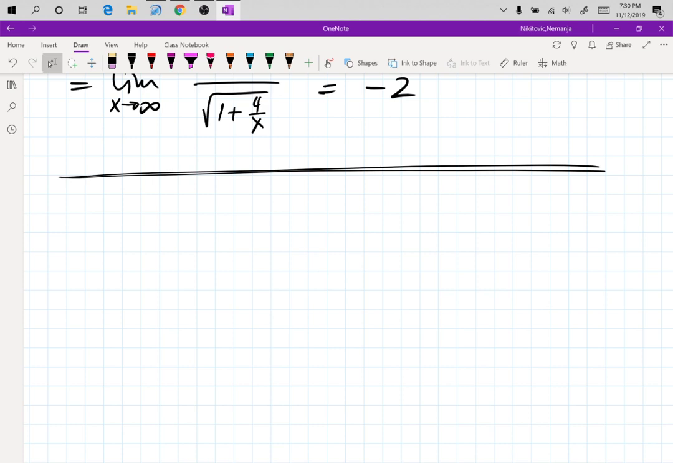Try to factor and go through the steps alone. X goes to infinity. X minus square root of x squared plus 1.